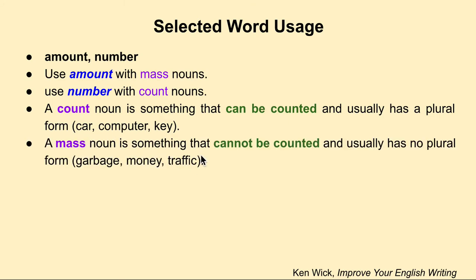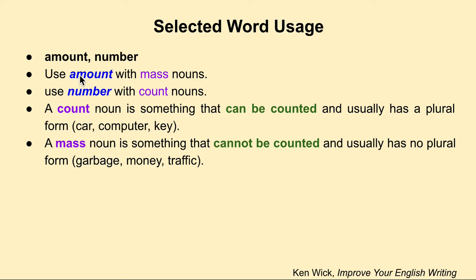A mass noun is something that cannot be counted. And usually, not always, it has no plural form. So garbage. You don't say garbages. You don't really say traffics. You could say monies. It usually has no plural. So traffics doesn't make sense, and garbages doesn't make sense. So therefore, garbage is a mass noun.